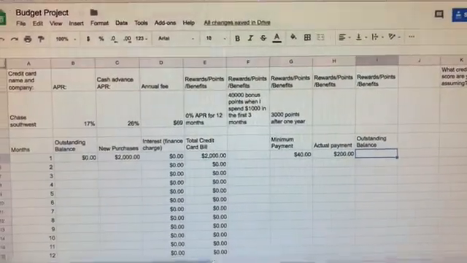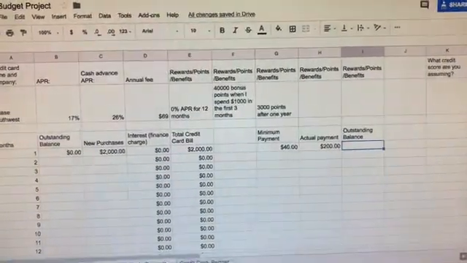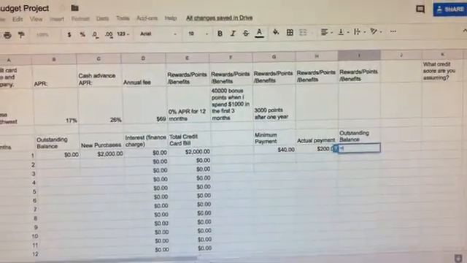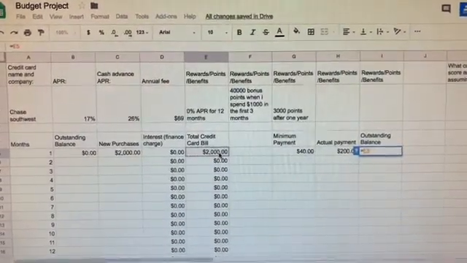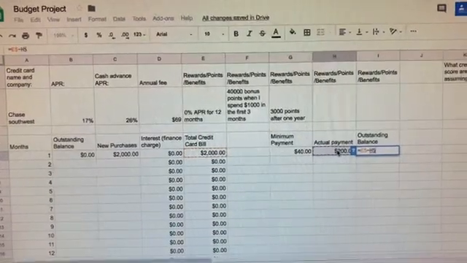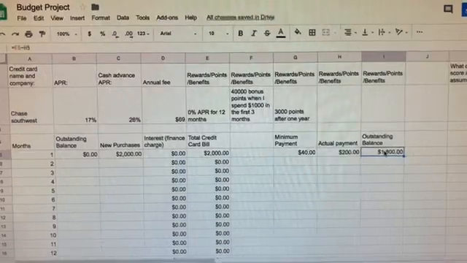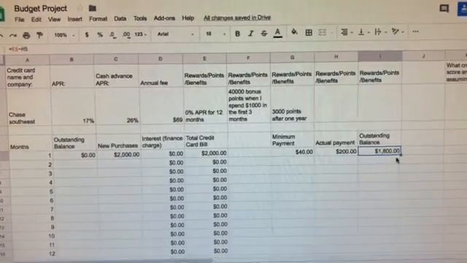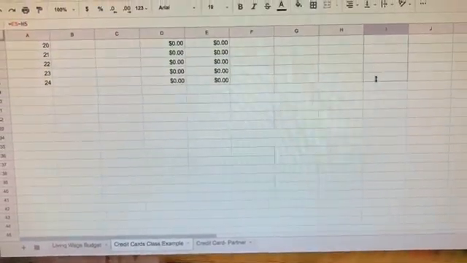Now we have to figure out what's your outstanding balance. What do you still owe the credit card company? I'm gonna hit equal. Your outstanding balance is gonna be what do you owe them? What's the total you owed, minus what did you actually pay from your bank account? So we still owe them $1,800. I'm gonna click back on that, scroll over to that little square, and drag that math all the way down.